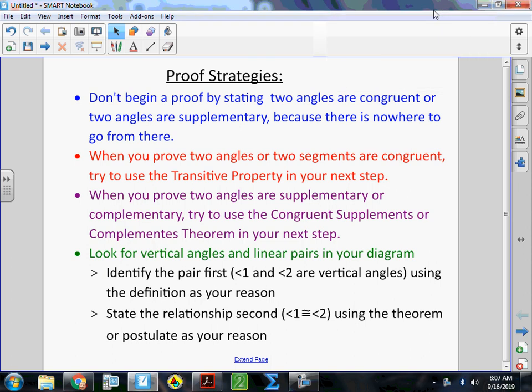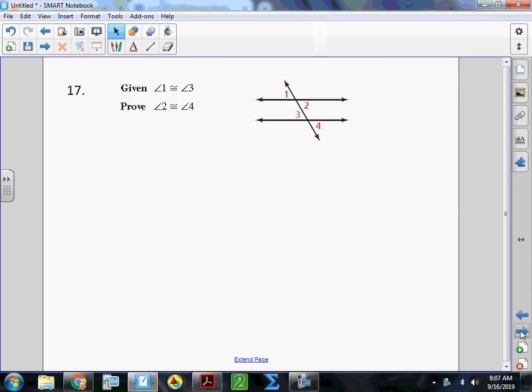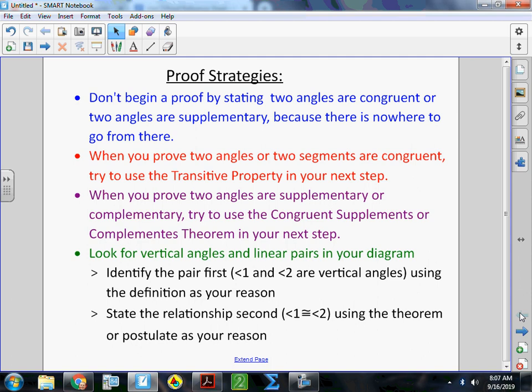Okay, we're going to look at number 17 out of the book and talk about how to do this problem as a proof. Before we do that, I want to remind you of some strategies. Your teacher may have mentioned these, or may not have, but these are strategies that I've worked with my class. In blue, I said, don't begin a proof by stating two angles are congruent or two angles are supplementary, because there's nowhere to go from there.